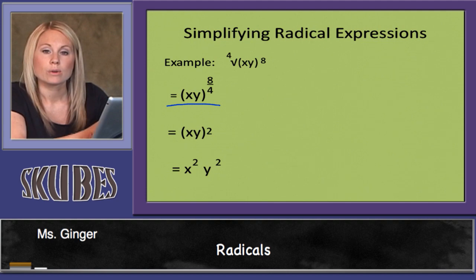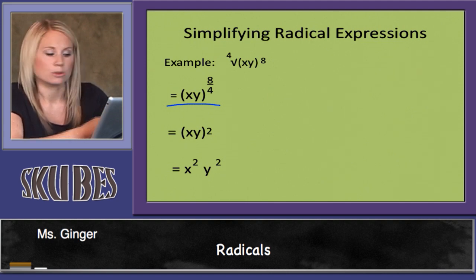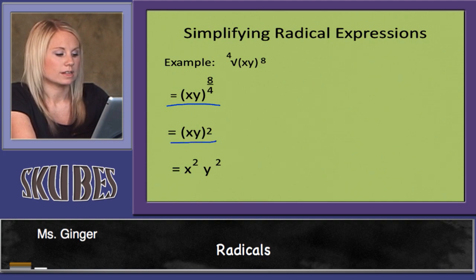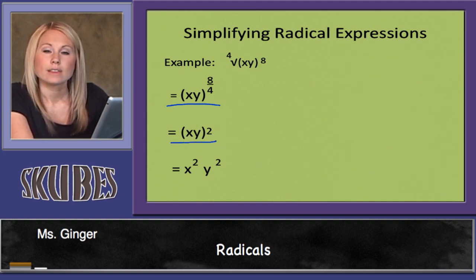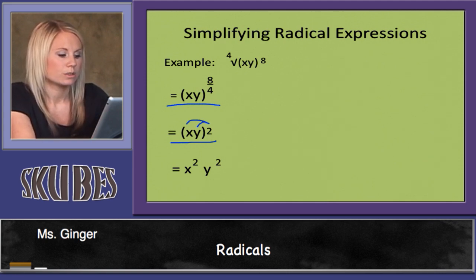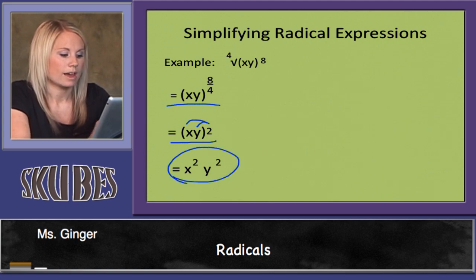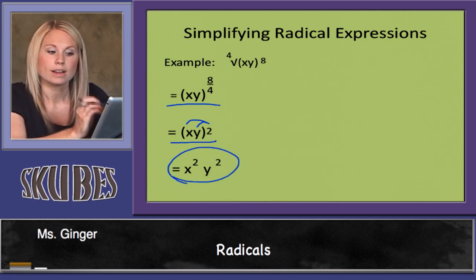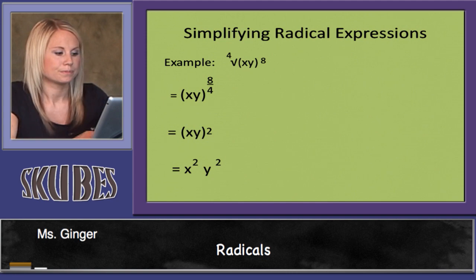Now we know that we're always going to look out for things to simplify, and we can simplify 8 over 4 to become 2. So that's what we've done in this next step here. And then the last thing we can do is distribute that power to everything in the group. That's one of our exponent rules. So once we've done that, we have x squared y squared, and that's our final answer.